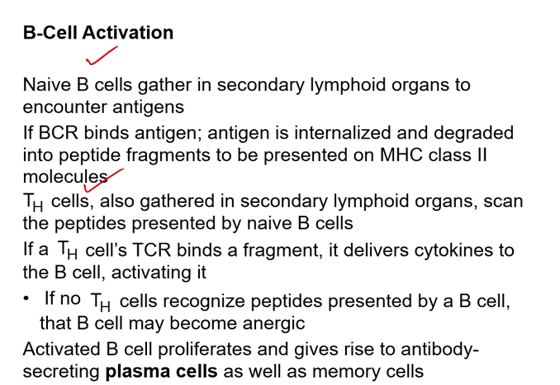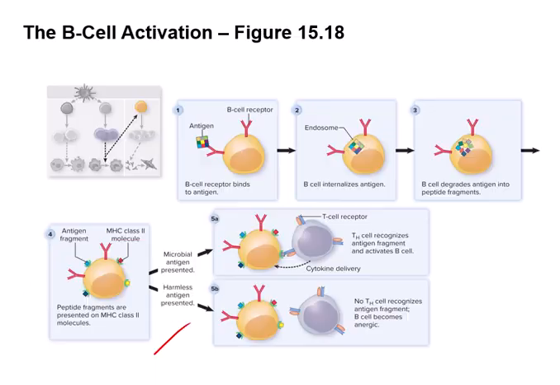Helper T cells, if they are also able to recognize those antigens, then they activate naive B cells. They produce cytokines, and those cytokines that are produced by helper T cells activate these B cells. These B cells proliferate, and their proliferation results in the production of the plasma cells as well as memory cells. Plasma cells are those cells that will produce antibodies after they're formed from B cells. And this is the whole process shown here in this figure.